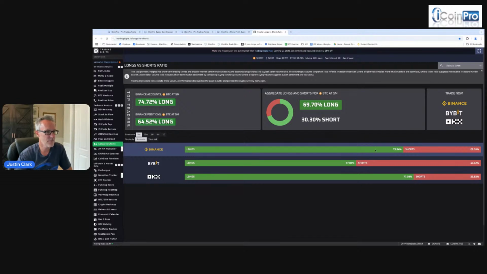So that's what's going on there. We're definitely in the danger zone for what's called a long squeeze. And a long squeeze means that all of these people betting that Bitcoin's going up start to get squeezed out of the market en masse. In other words, they get liquidated. So we are in a dangerous position.